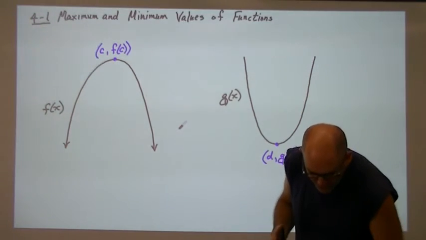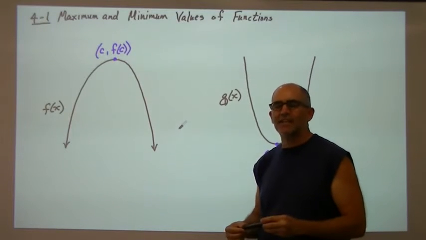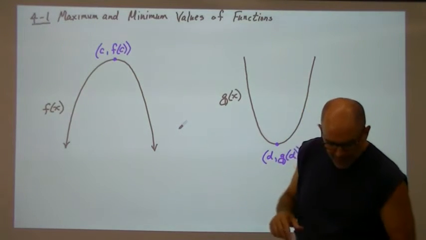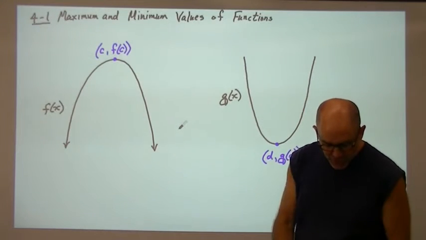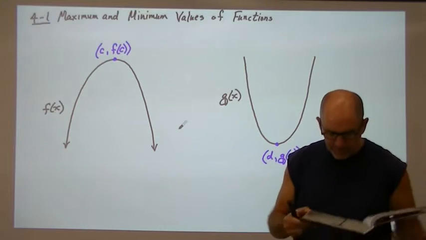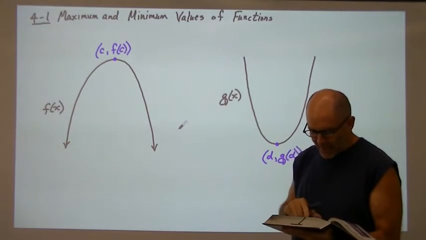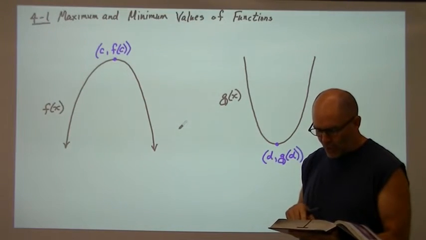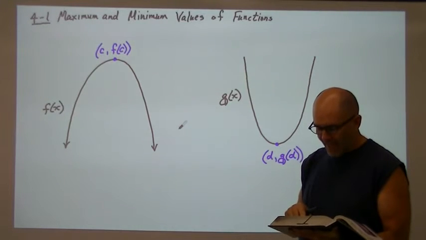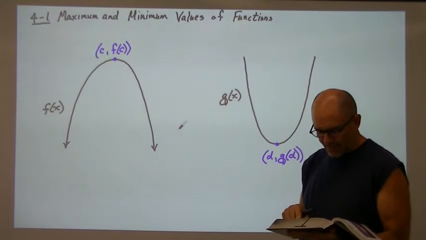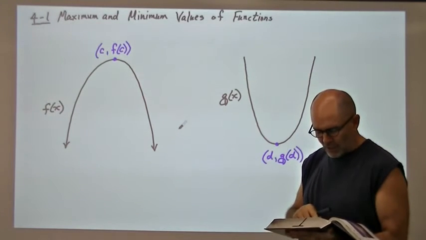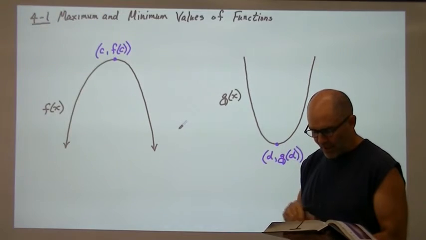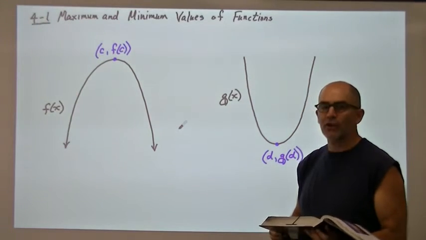Okay, so check out page 279 in your textbook. The first thing we want to look at is the definition of an absolute maximum. A function f has an absolute maximum or global maximum at c if f of c is greater than or equal to f of x for all x in the domain of f. And the number f of c is called the maximum value of f.